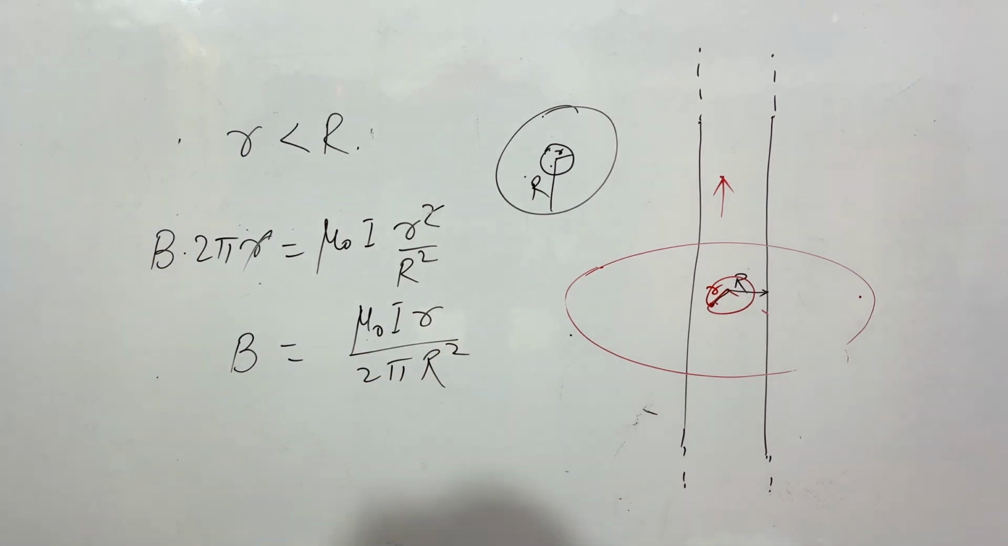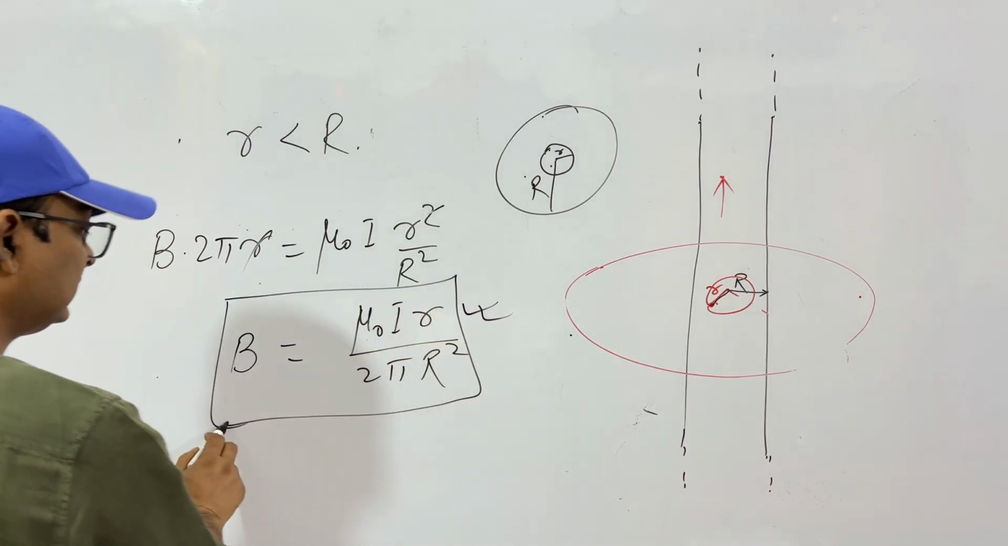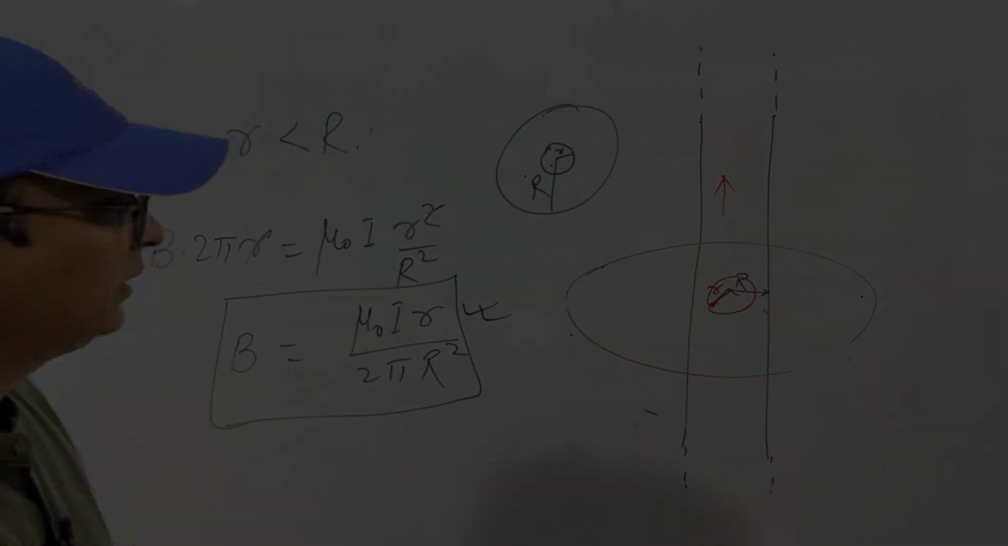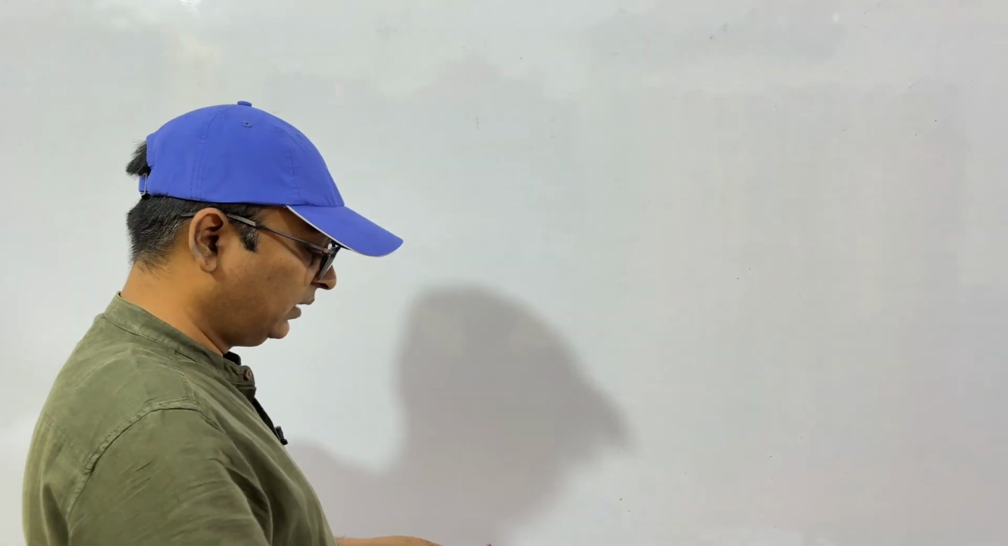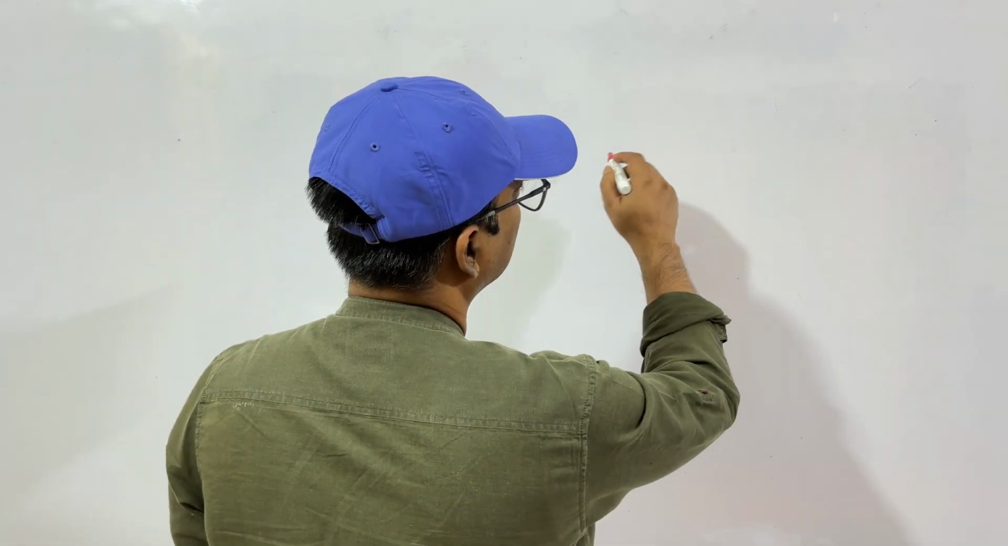So this is the strength of the magnetic field inside a solid conductor. Let's see a very small example, but it will give you some concept.